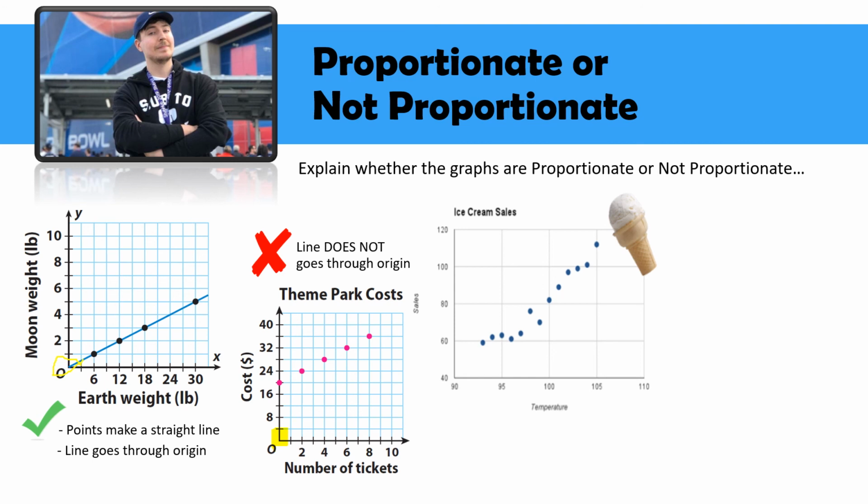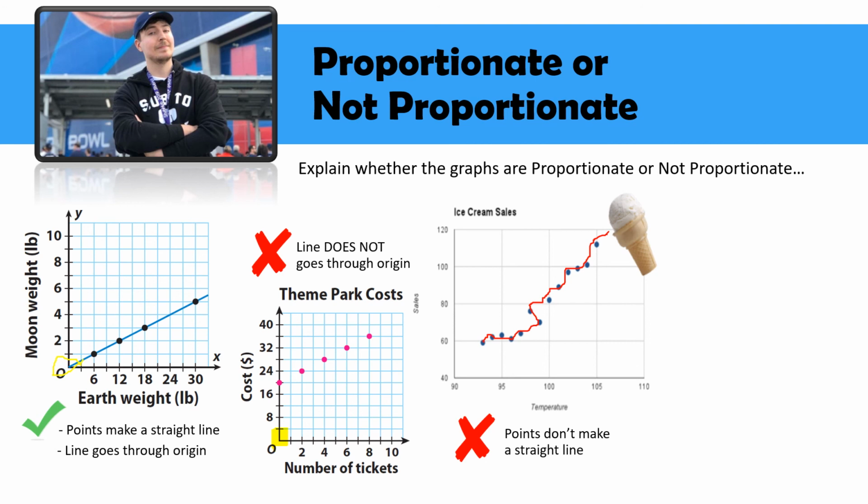The next graph here shows the number of ice cream sales compared to the temperature outside. Looking at this, is this a proportionate graph? Definitely not. It doesn't make a straight line. Even if somehow it would go through the origin here, if there was a point there at 0, 0, it's definitely not proportionate because it would not be a straight line if you tried to connect the points. You'd end up with something crazy that looks something like this. That's definitely not a straight line. So this is not a proportionate graph.